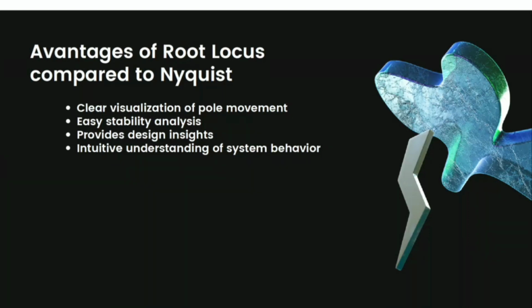Engineers can use the plot to identify parameter values that meet specific design requirements. By analyzing the plot, they can optimize the system's performance by selecting appropriate parameter values. The root locus method provides an intuitive understanding of how the system behaves in response to parameter variations. By visualizing the pole movement, engineers can understand the cause-effect relationship between parameter changes and resulting changes in system dynamics.